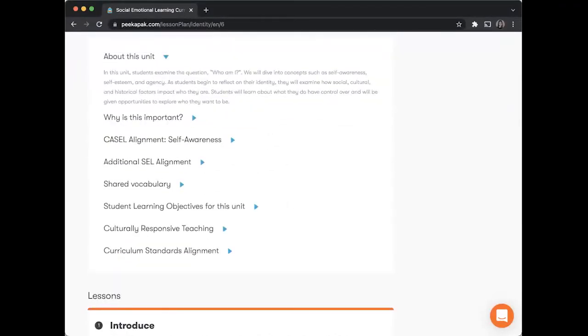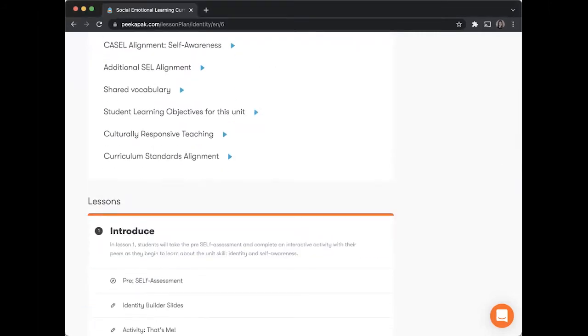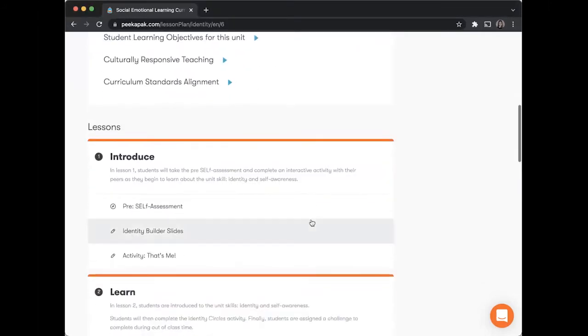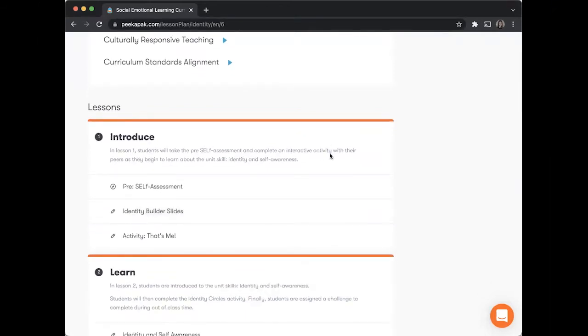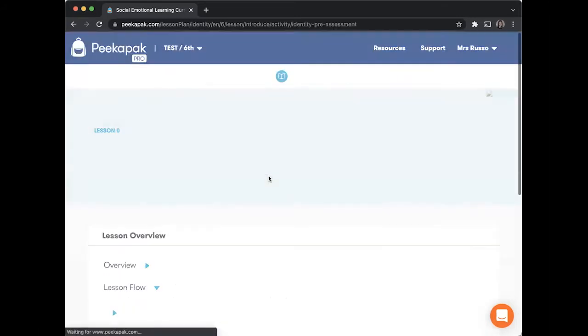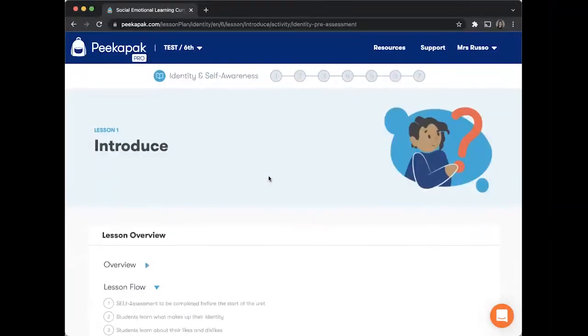We recommend doing about 1 lesson per week, and as a note, each lesson takes about 30 minutes to complete. The first lesson is introduce, and in introduce, we're going to be taking a pre-self-assessment. Each student will do this individually, and then that same self-assessment will happen at the very end of the unit, where students will be able to reflect on what they've learned and how they may have changed after going through this unit. So we'll dive into the first lesson, which is introduce.